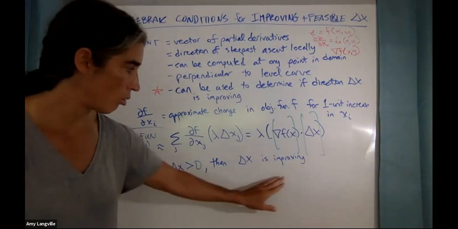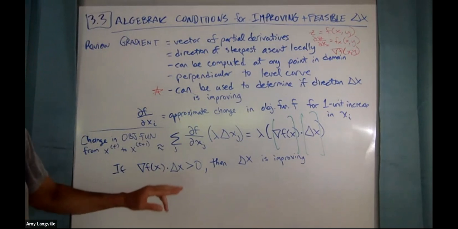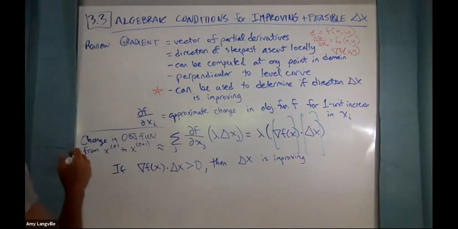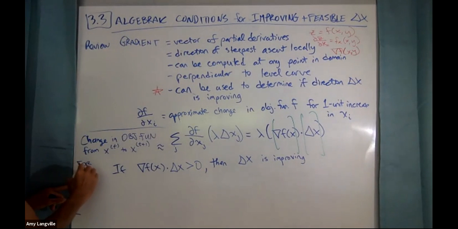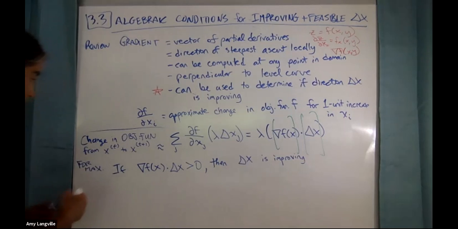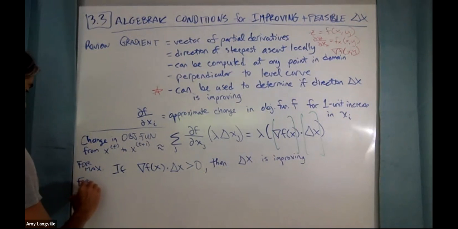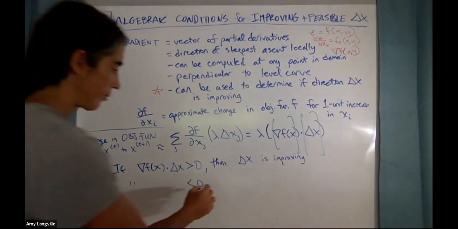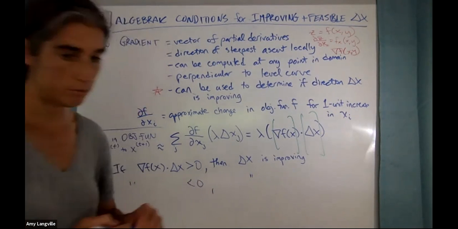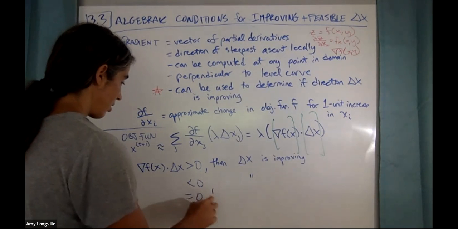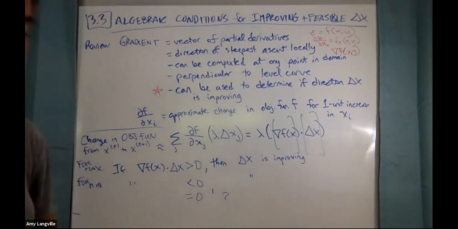Of course, this would hold if we're maximizing, so we need to make sure we put that caveat: this is for maximization. What do you think happens for a minimization problem? We can say the same thing for minimization. If this is less than 0, then you are improving. If it equals 0, we need more information.